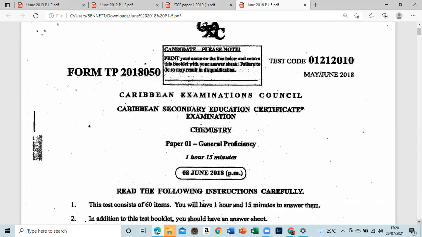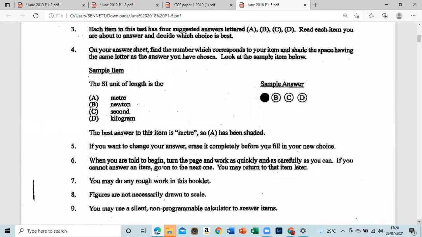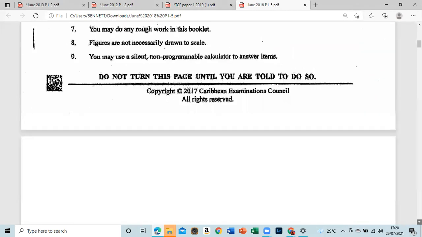Alright, so this is a 2018 paper. We're gonna go right to it, guys. We're not gonna itch. Right to it.